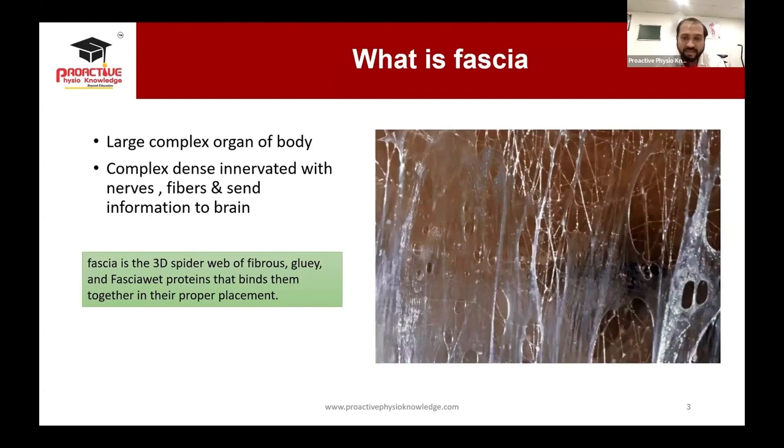Now let's start with the fascia. It is a web-like structure, as you can see on the right side of the picture. It is a large complex organ of the body. It is complex, dense, innervated with nerve fibers, and sends information to the brain. The fascia covers the whole body. There are different layers in the fascia: superficial, deep layer, and all these layers are interconnected with each other.